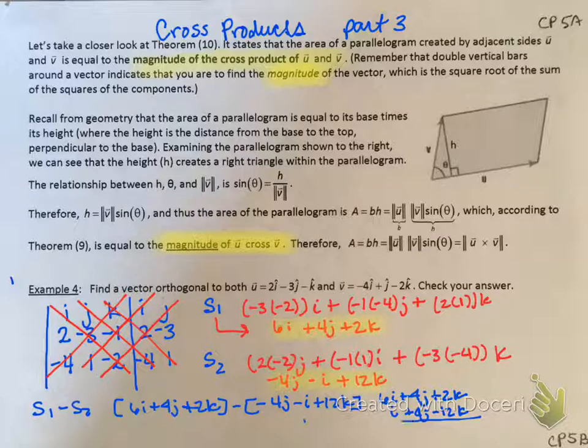Okay, so when I add these up, I get 7i plus 8j minus 10k. And that is the result of the two vectors. So what is this? This is orthogonal to both vector u and vector v. Okay, so this is my answer. That's my orthogonal.